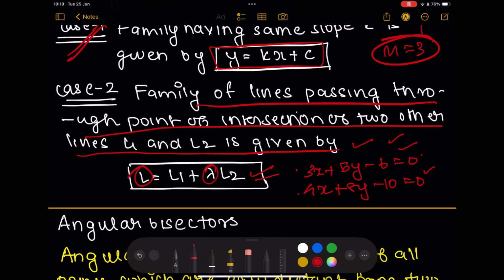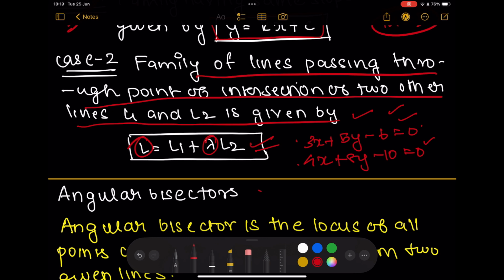How can you find lambda? Suppose you have 3x plus 5y minus 6 plus lambda times 4x plus 8y minus 10 equal to 0. From here, you write it in the form of ax plus by plus c equal to 0. And then from here, I already told you what the slope of this will be: minus a by b, right? Take the slope of this line as minus a by b and equate it to whatever slope is given in the question. From there, you'll get lambda.